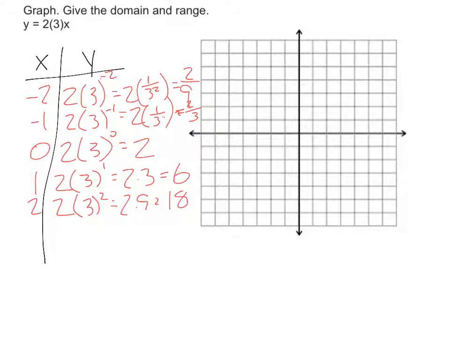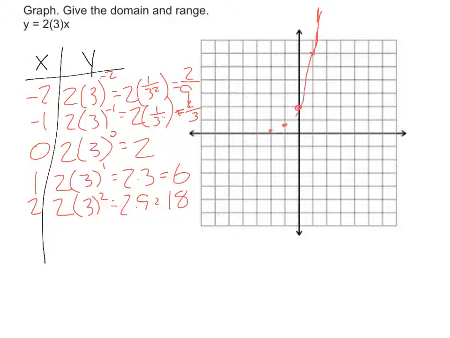So let's go ahead and put these points on there. -2 comma 2 ninths, roughly there. -1 comma 2 thirds, slightly higher. 0 comma 2, there it is. 1 comma 6 puts me all the way up here. And when I get to 2, I'm going to be at 18, which is not even going to be on my iPad at this point.